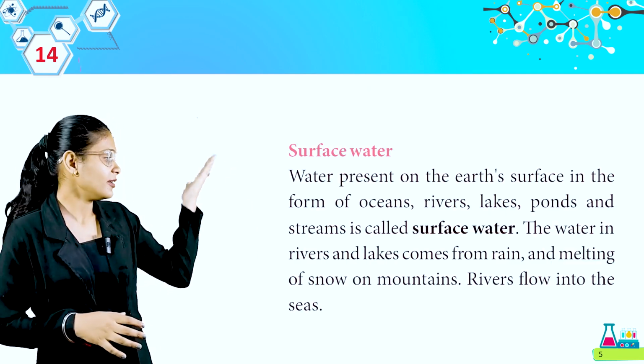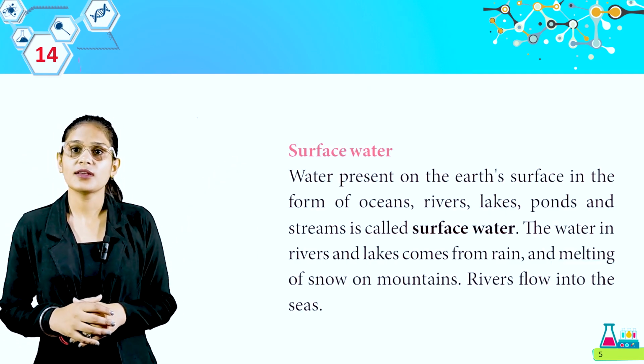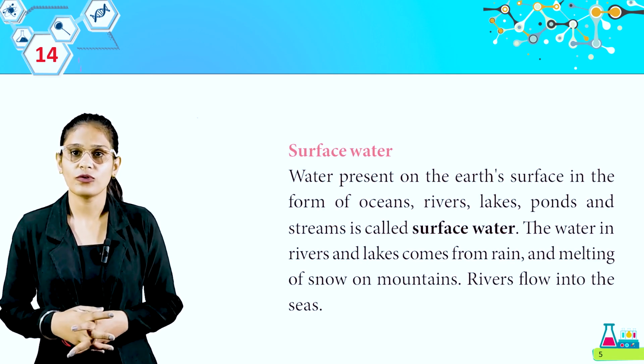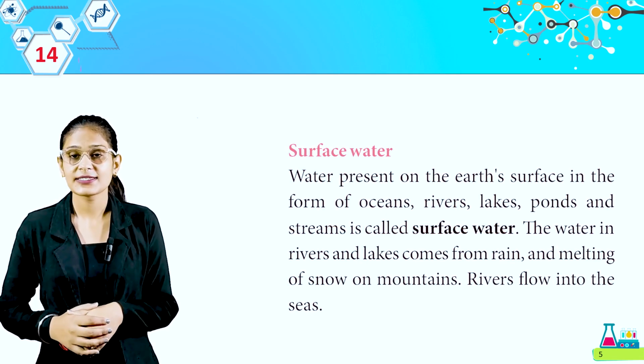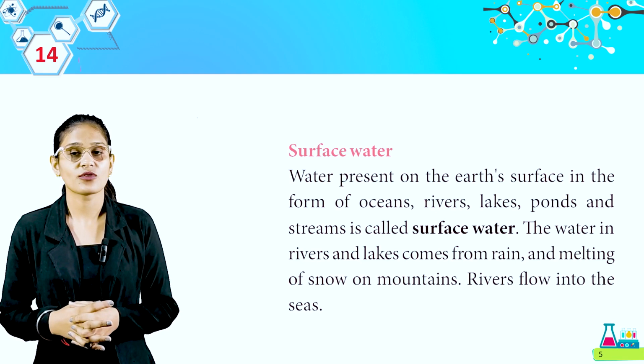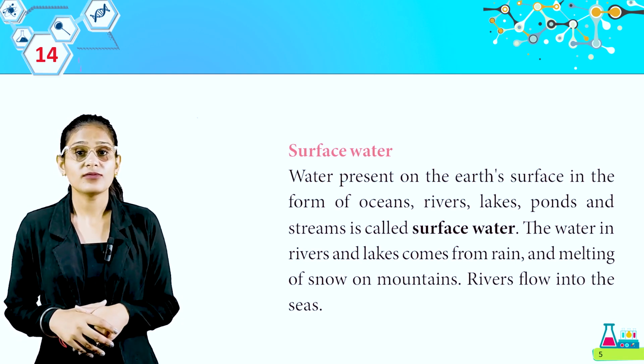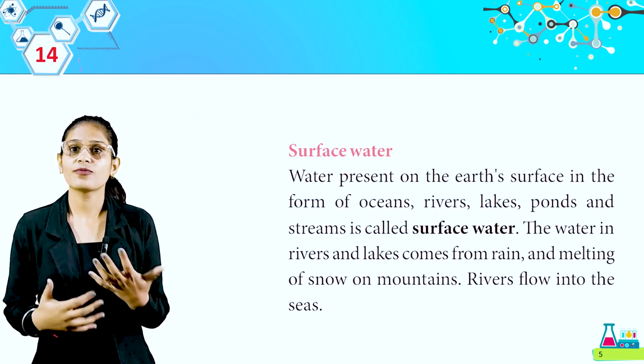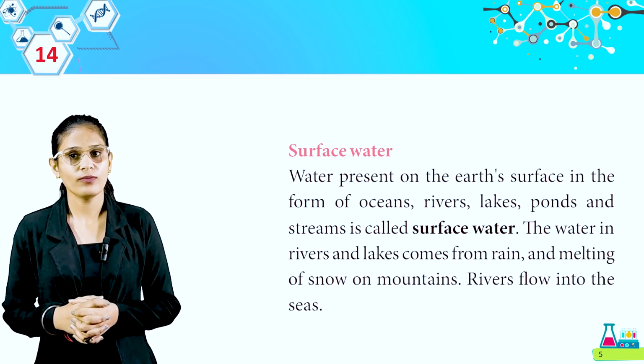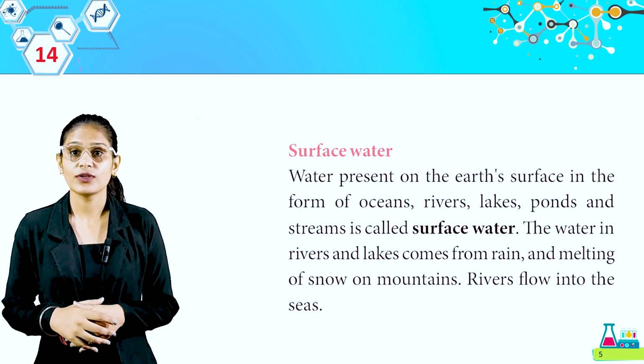Here is surface water. Water present on Earth's surface in the form of oceans, rivers, lakes, ponds and streams is called surface water. The water in rivers and lakes comes from rain and melting of snow on mountains. Rivers flow into the seas.